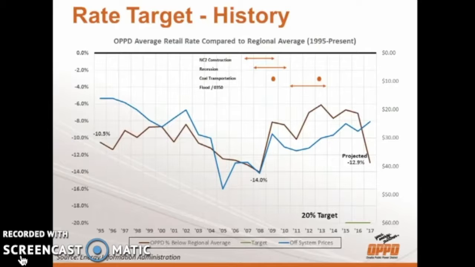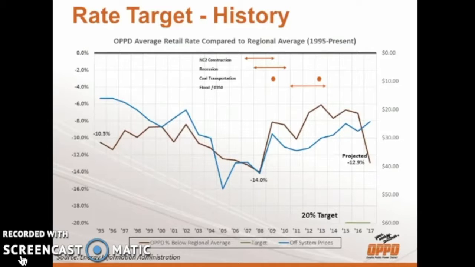So on the graph, you'll see a brown line, which looks kind of orange there. And that's how far below the regional average OPPD's rates are for each one of those years. The blue line we've put in is our off-system sales price, and you can see there's some correlation between those two, or historically there has been. We started in 1995 at 10.5% below the regional average. The lowest we've achieved is 14%, and that was in 2008. And then our rates have escalated since then.